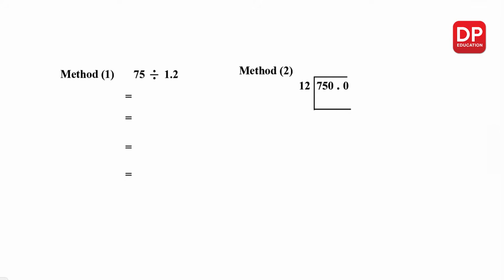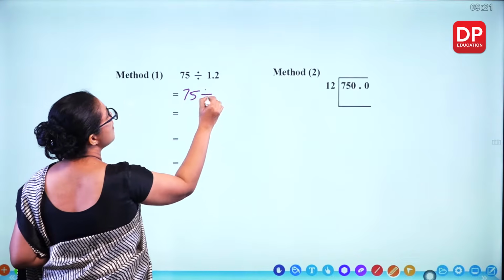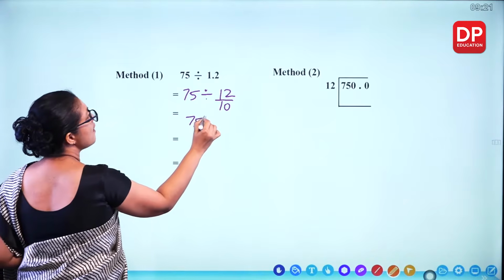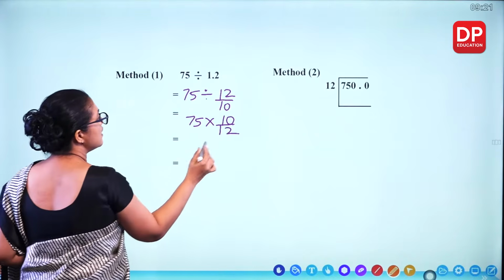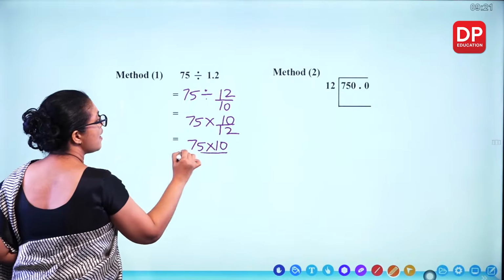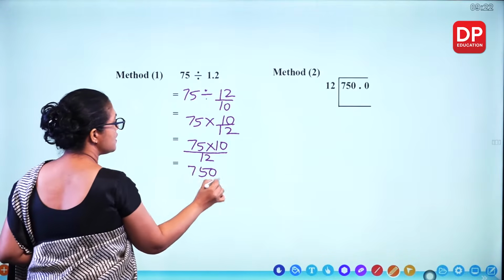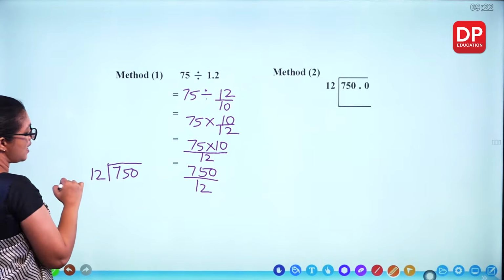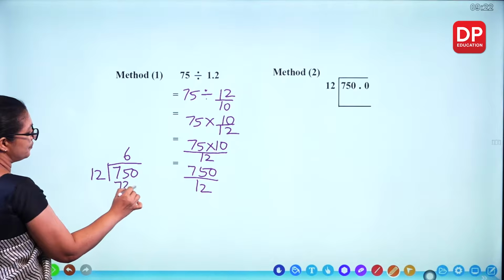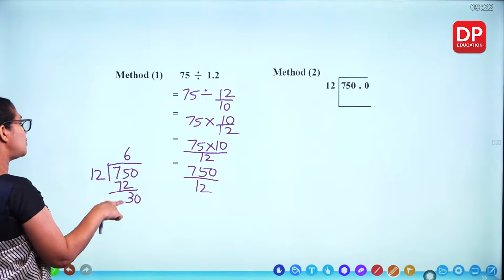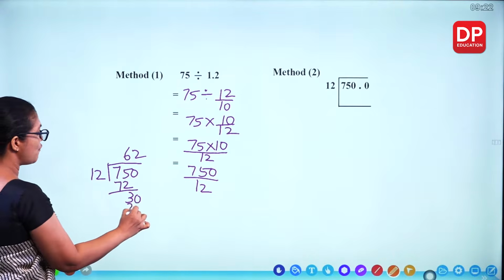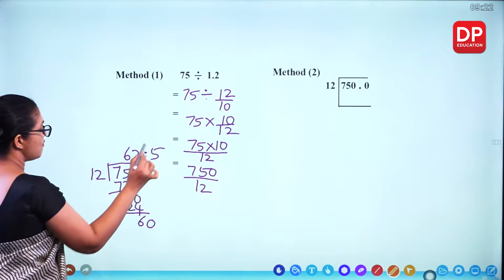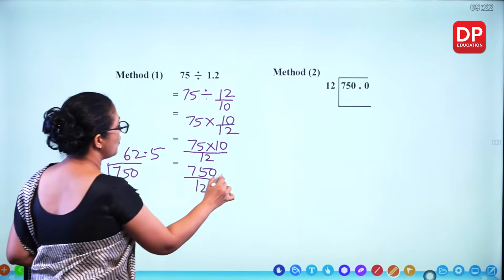75 divided by 1.2. 75 divided by 1.2, you can write 12 over 100. 75 multiplied by the reciprocal. 75 times 10 divided by 12. So 750 divided by 12. 12 times 6, 72. For 30, you get 12 times 2, 24. For 60, you get 12 times 5. So 62.5.